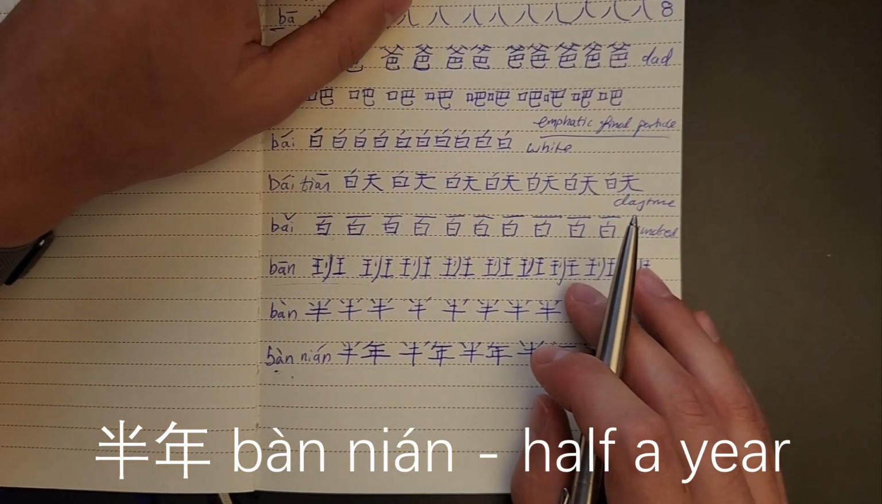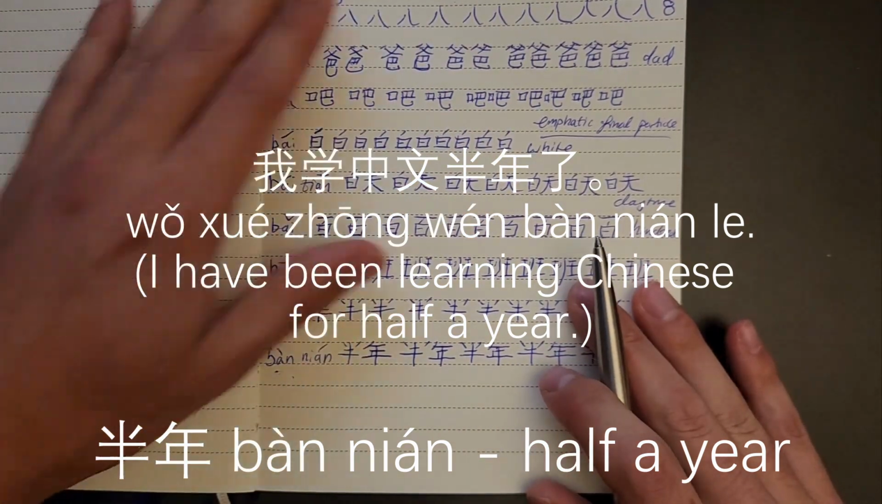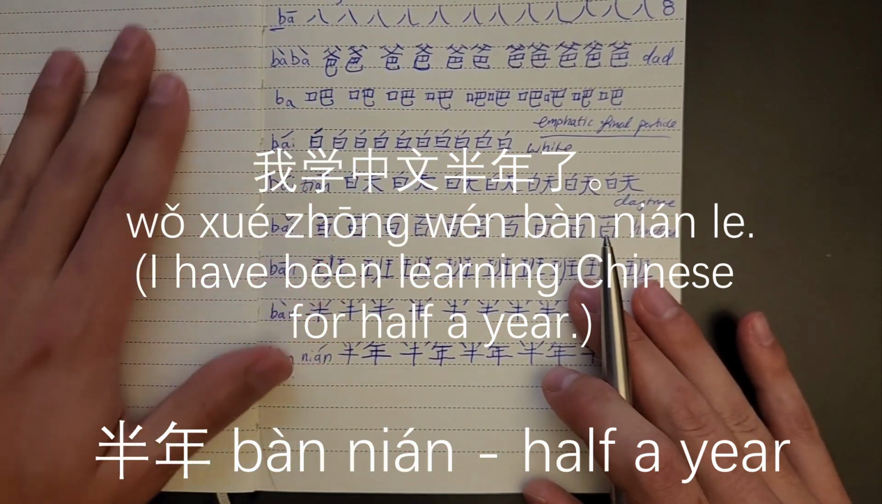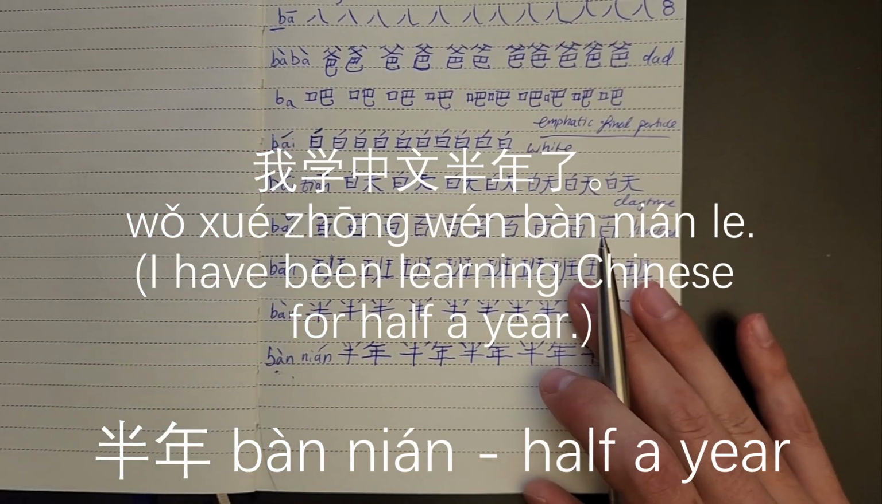我学中文半年了. I've been learning Chinese 我学中文 for half a year. 半年了. 半年.